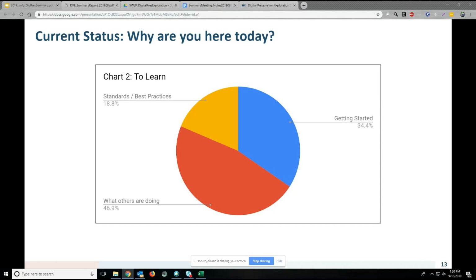So at the very beginning of each meeting, we did an icebreaker where we went around and we just asked, why are you here today? And it pretty much broke down into 3 main categories based on everybody's different answers. The first was to learn. So people had answers related to the concept of they were here to learn about something, to learn about standards and best practices, about getting started in digital preservation. But also the most common answer was learn about what others are doing, to essentially get a sense of what else is happening in North Carolina and where people are in it.